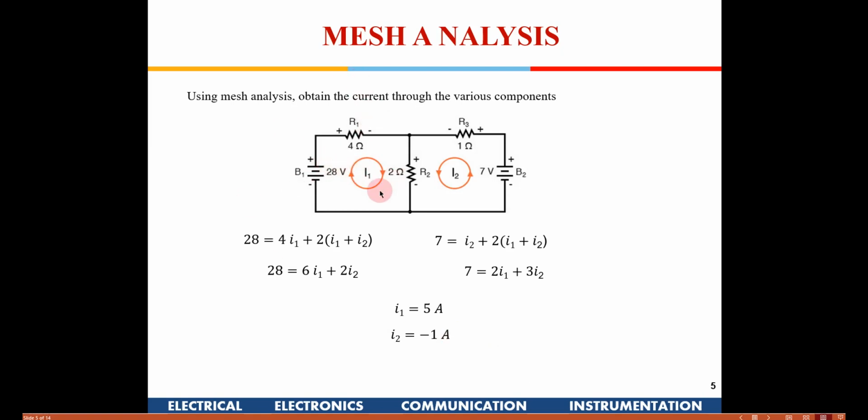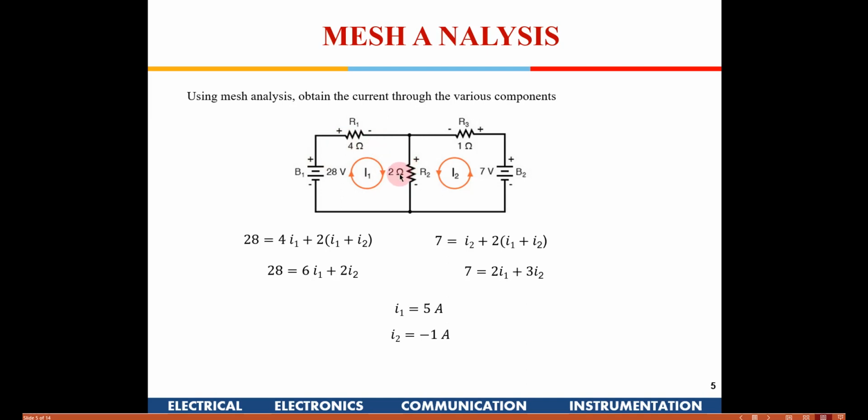Okay. Now to write the first equation in this particular mesh, you see 28 volts is available here. That gets split across 4 ohms and 2 ohms. So the current flowing into the 4 ohms will be I1.